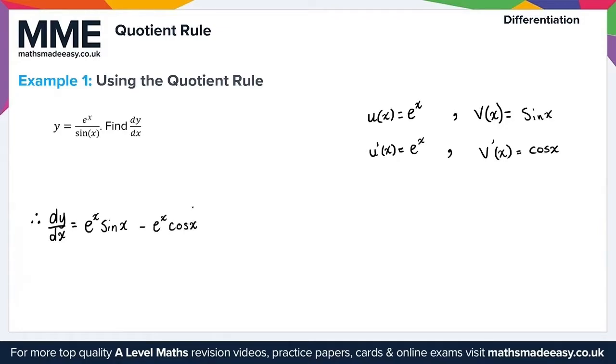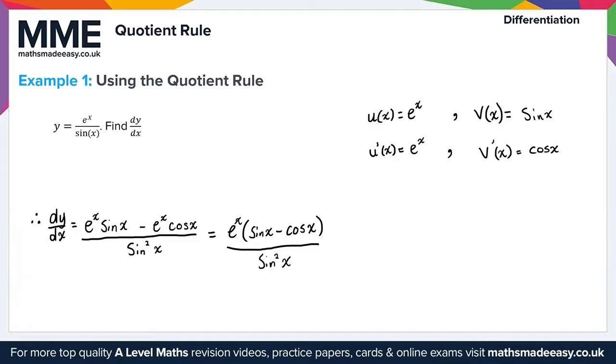Okay, and this is all divided by v of x squared. So if v of x is sine x, then if we square that, that's simply going to be sine squared x. And that gives us our denominator here, so that's sine squared x. And at this stage here now, we can go on to simplify this a little bit. So in this case, we can factorize an e to the x out here in the numerator. So we're going to get e to the x bracket sine x minus cos x here. And again, this is all over sine squared x.